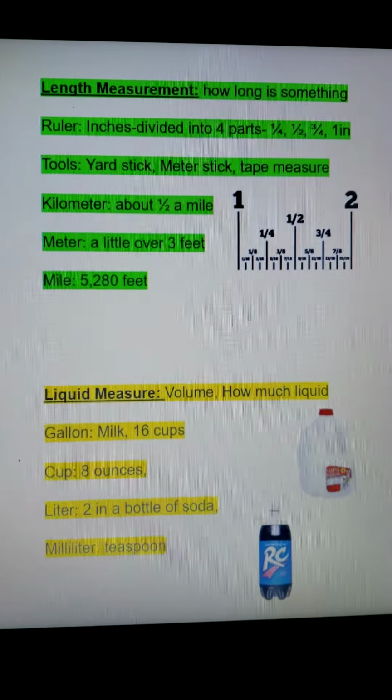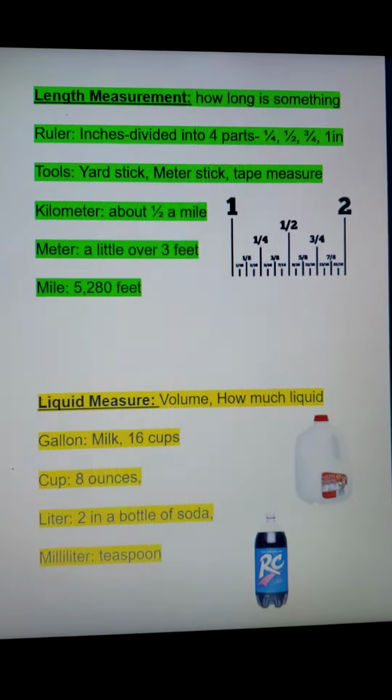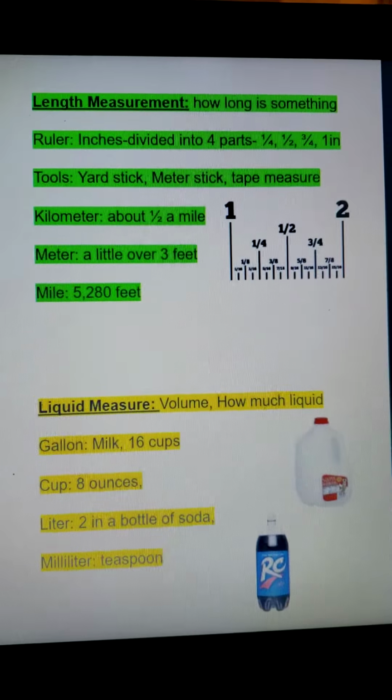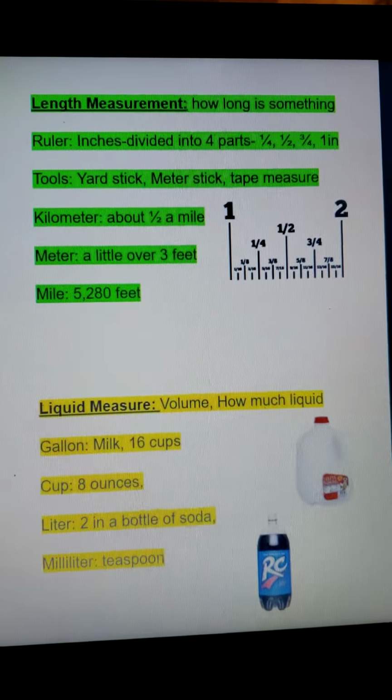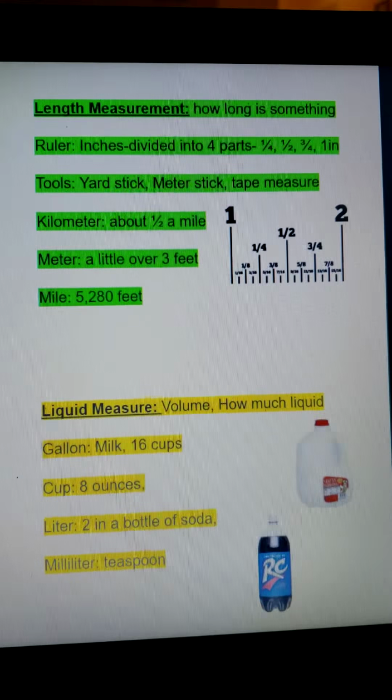They study the ruler, which is 1/4, 2/4, 3/4, an inch, and I'll come back to that. They need to know tools like a yardstick, meter stick, tape measure, kilometer, meter, and mile.